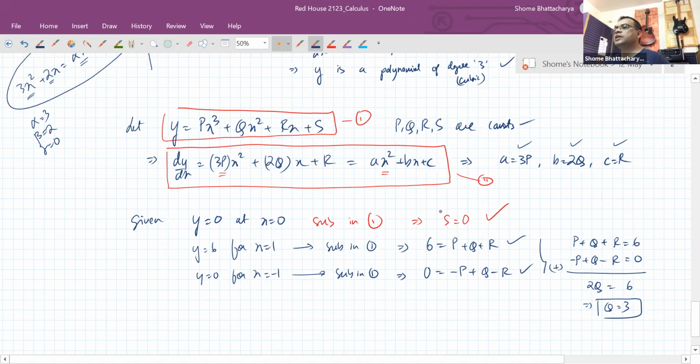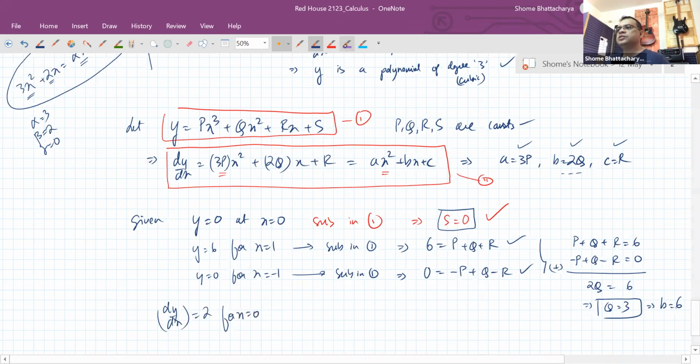There's one more term I'm getting. I've already got S. Now I'm getting Q also. And from Q, I'm getting the value of B also. Okay, so that means B is equal to how much? 6. Okay. And then I have also one more thing which is given to me, that dy by dx, the rate of change, is equal to 2 for x equal to 0.